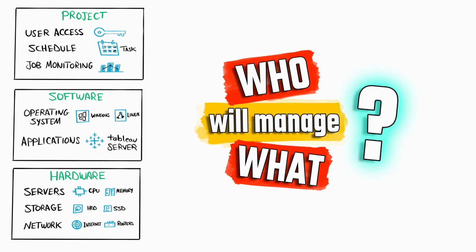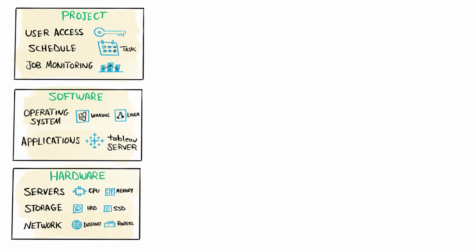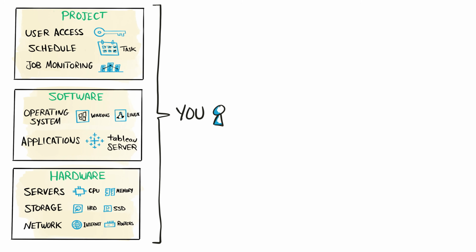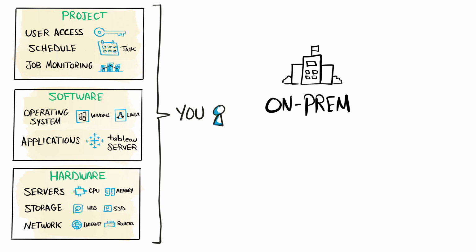Who will manage what? The first option you have, if you decide to manage all these layers, that means we are talking about the on-premises model. So it's clear ownership. You manage everything from top to bottom: the hardware, the software, and the project itself.